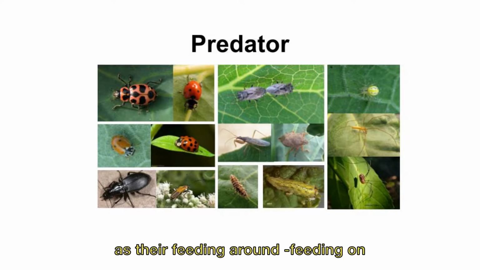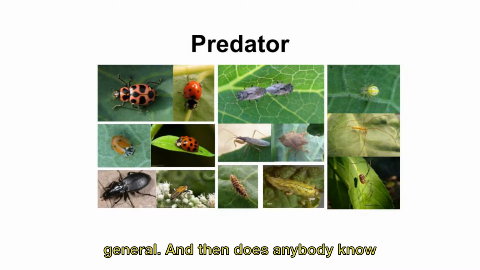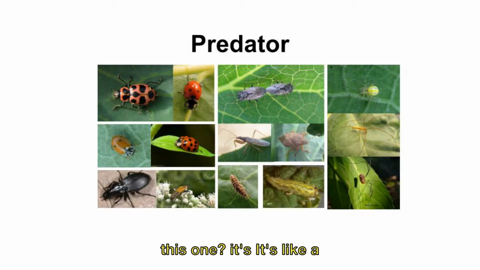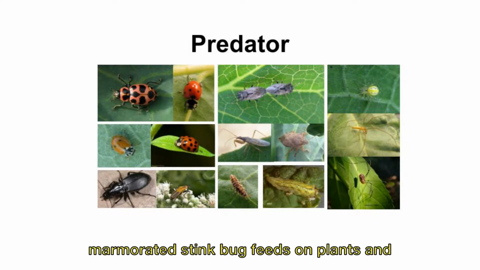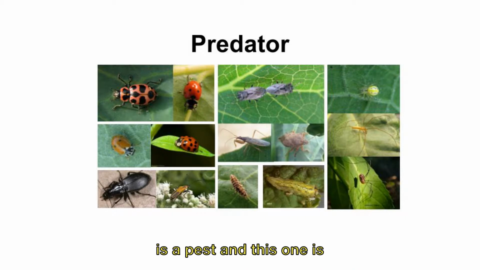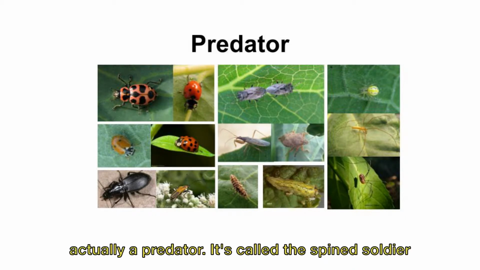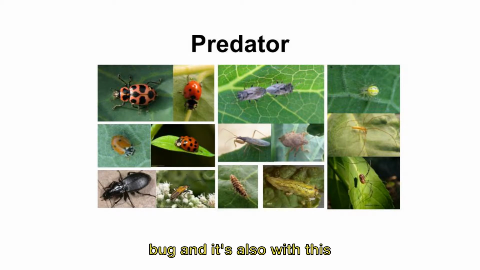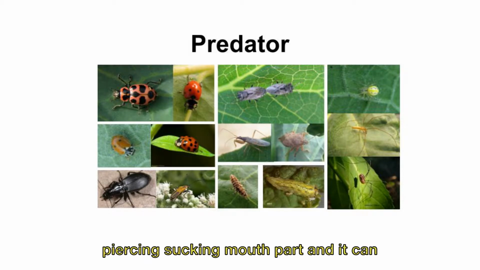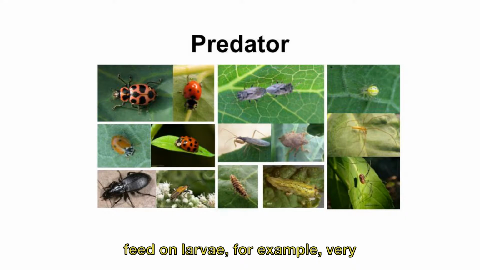As they're feeding on the leafhopper, they're going around doing their thing. So they're pretty efficient predators of small things in general. And then, does anybody know this one? It's like a brown marmorated stink bug. It's in the same family. It's related closely to that one. But the brown marmorated stink bug feeds on plants and is a pest. And this one is actually a predator. It's called a spined soldier bug. And it's also with this piercing, sucking mouth part, and it can feed on larvae, for example, very efficiently.